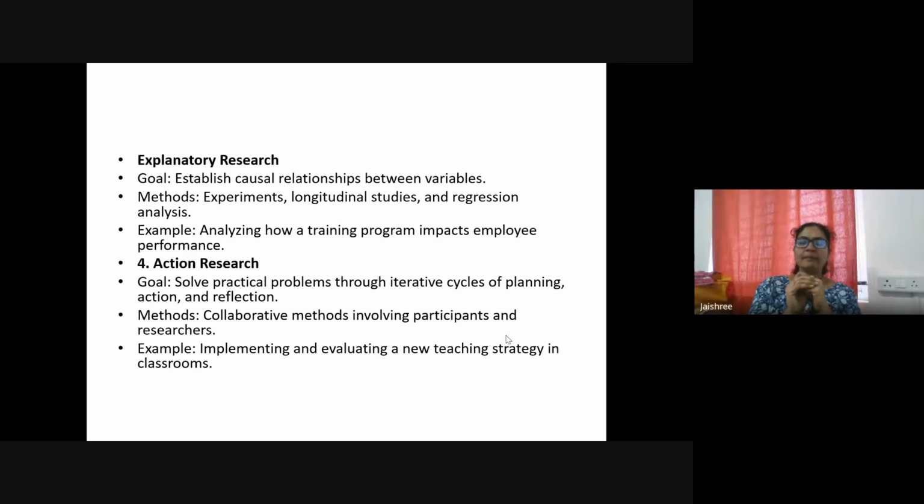But now, many theories have come. Many scientists, psychiatrists, psychologists, and theorists are coming up with supportive theories. So that's what I mean by explanatory research. For example, analyzing how a training program impacts employee performance. I cannot just say that if I conduct an FDP for a faculty of 100 for a period of 5 days, their performance will shoot high.